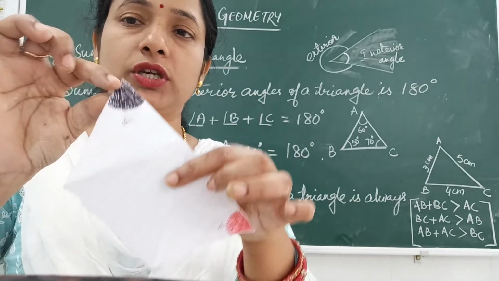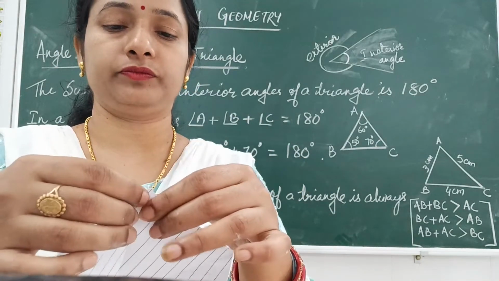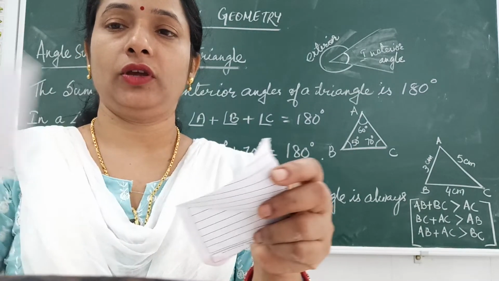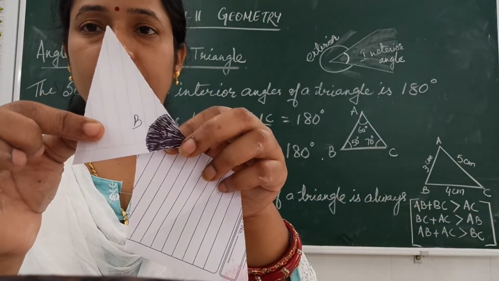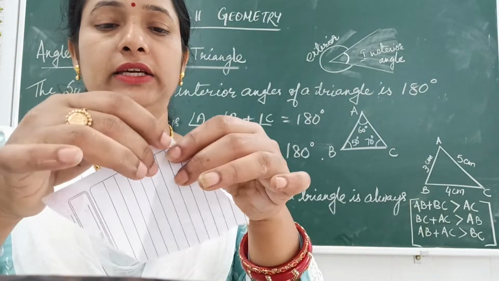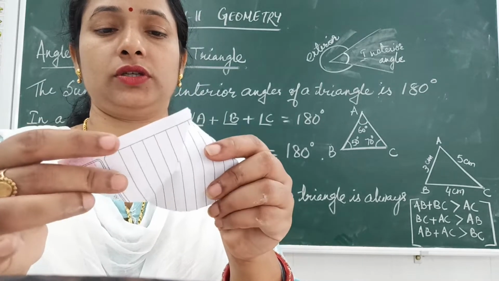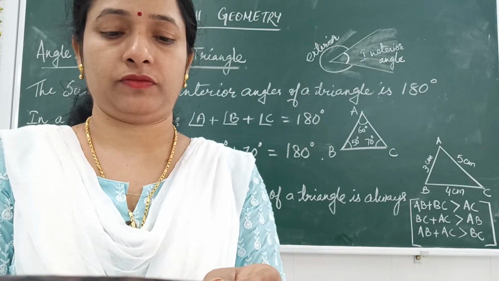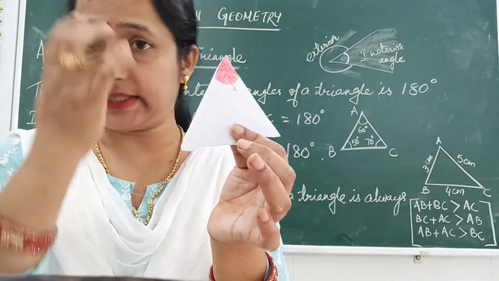Now I am going to tear out or cut this piece of angle B from the triangle. Okay, this is the part of the triangle ABC where we have this angle B here, and the other part of the triangle also I am separating here. See. Okay, this is the other part.